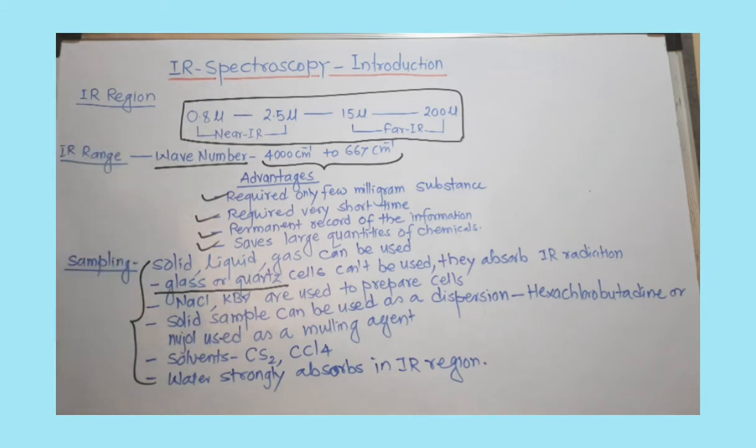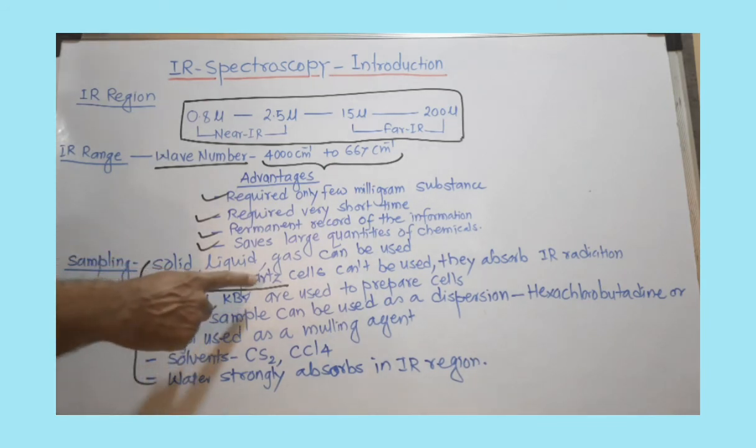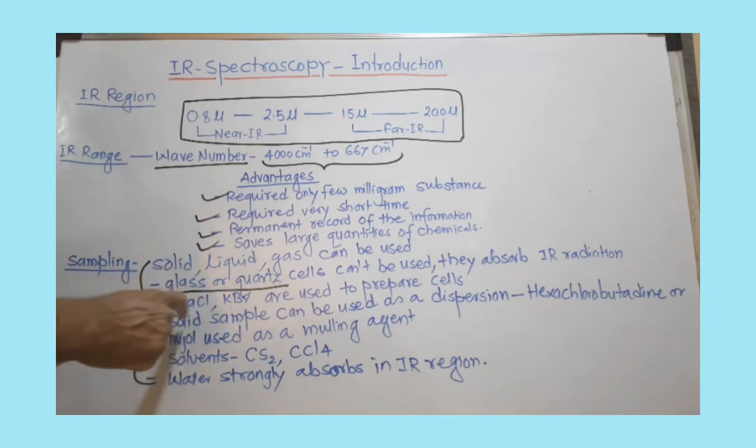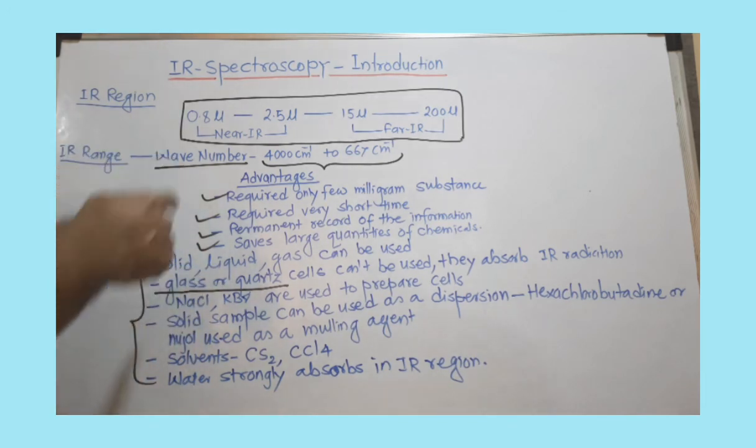Accordingly, cells are available for solid, liquid and gas. I'm not going into those details, but you remember which material is used: sodium chloride and potassium bromide are used to prepare the cell or sample holder. You can even use a solid sample directly, or make pellets and keep it in between two pellets of sodium chloride or potassium bromide. You can use even gas holders, or you can use glass or quartz, but the windows should be made up of sodium chloride or potassium bromide, because through that window IR radiation passes.